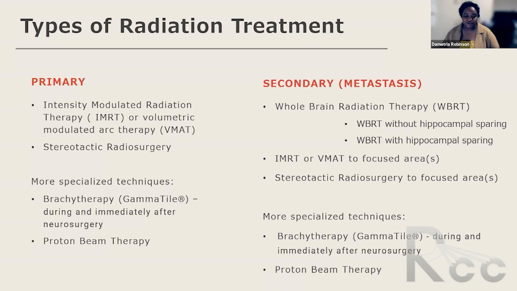Your pituitaries can be treated with this also. And then your acoustic schwannomas, which are a primary disease, typically are treated with what we call SRS, stereotactic radiation.